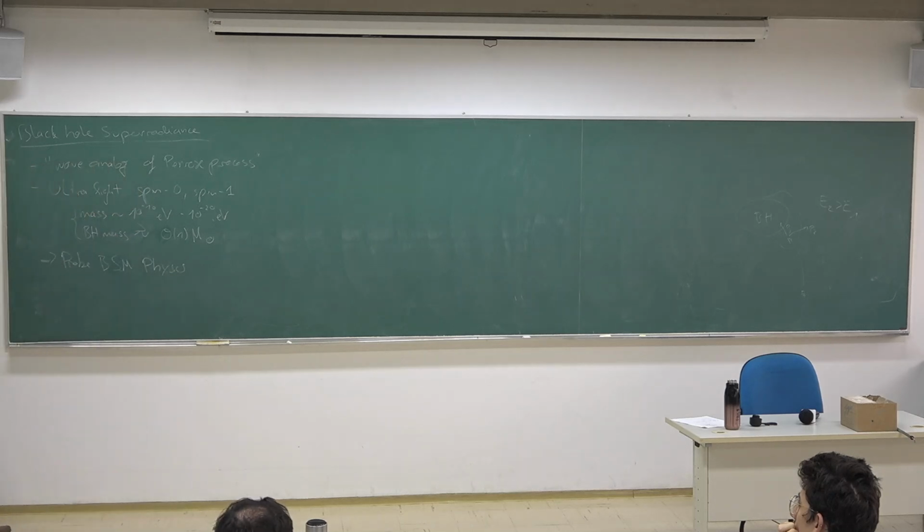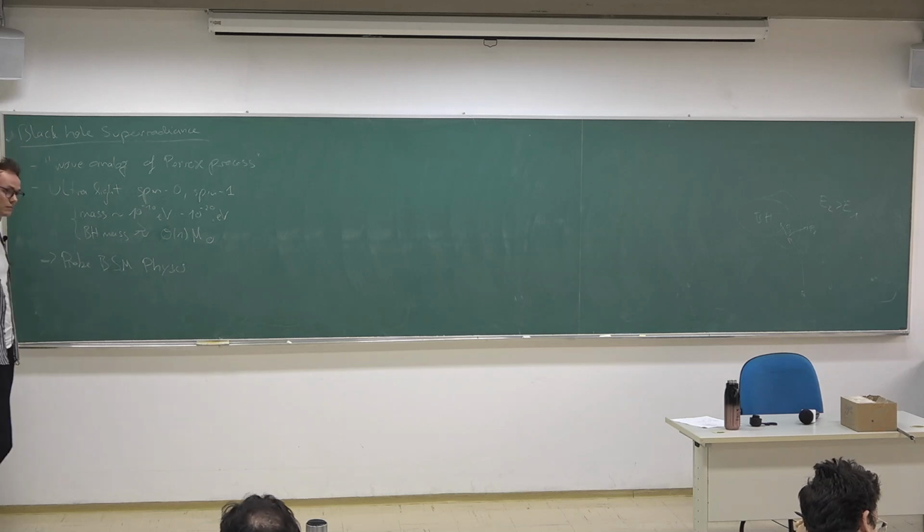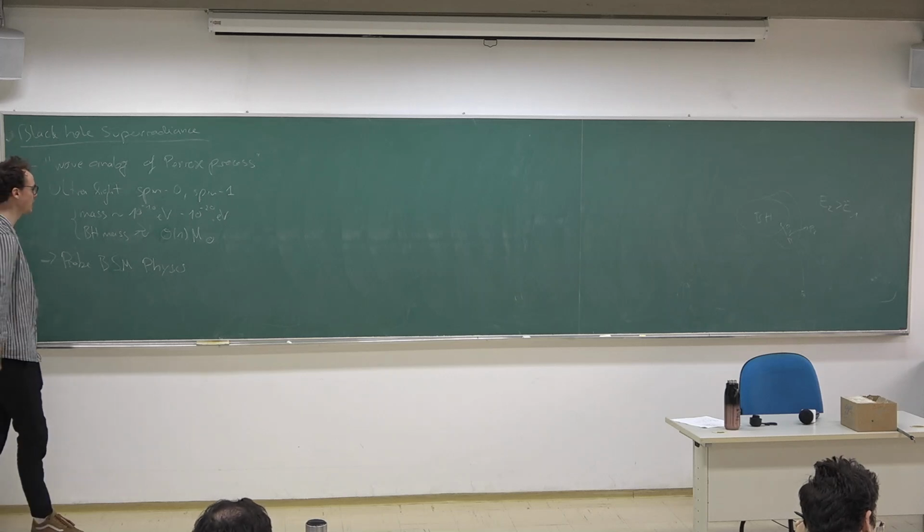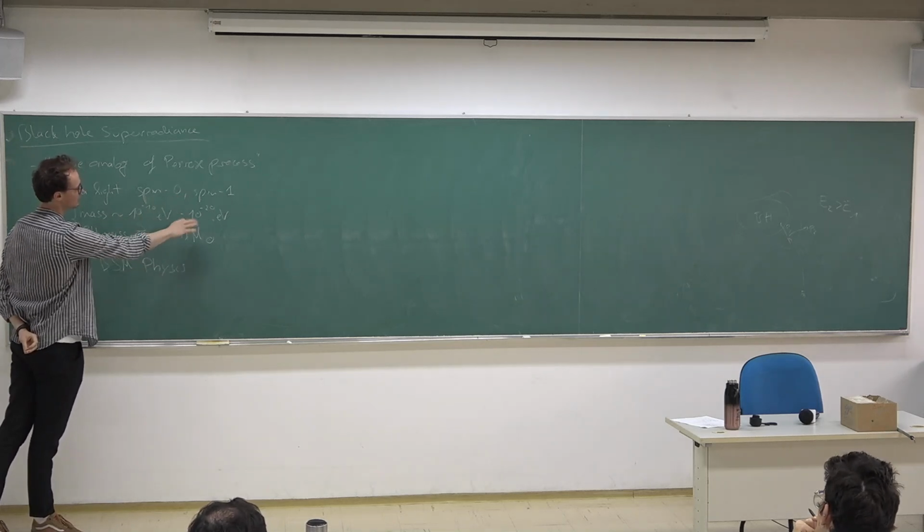So if you put it the other way, by not seeing this effect, you can put a bound on models of dark energy with these ultralight scalars, say. Yeah, basically, you can place constraints on spin 0 fields that have these masses.